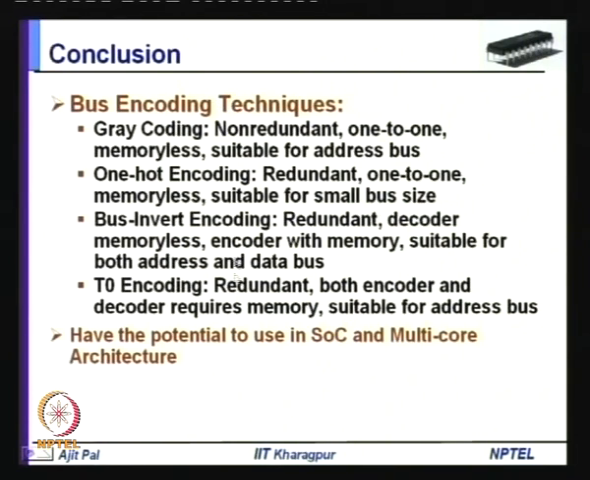So, now we can conclude the bus encoding techniques. We have discussed basic concepts of bus encoding and considered 4 different encoding techniques: gray coding, one hot encoding, bus invert encoding, and T0 encoding. And these encoding techniques have potential to be used in system on chip and multi-core architecture. Nowadays, a lot of embedded systems are being designed, known as SoCs, system on chip, where you have scope for using this type of encoding.